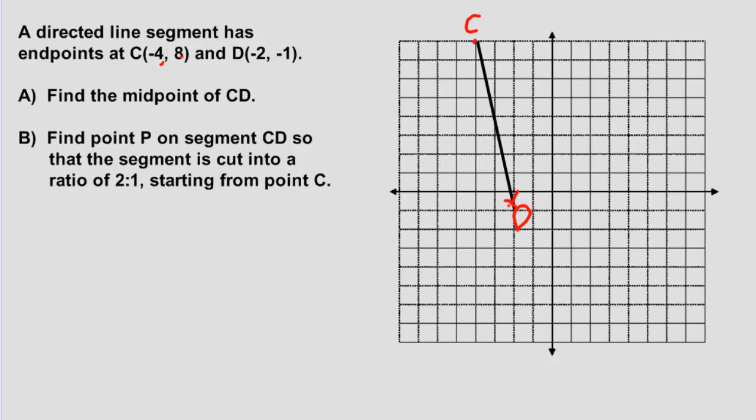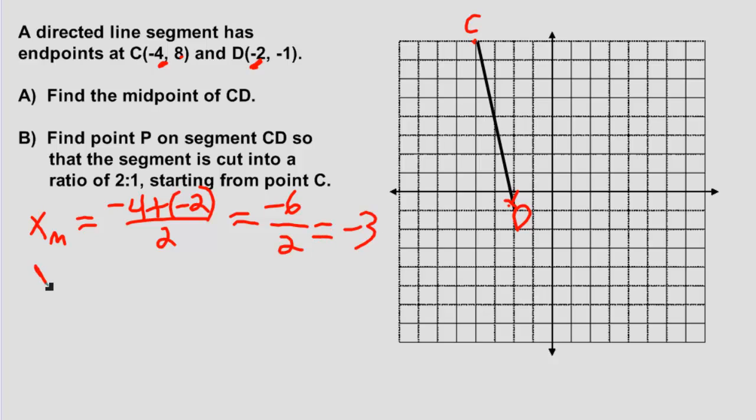Well, first it says to find the midpoint of CD. That's easy enough. To get a midpoint, the x value of the midpoint, I'll call it x sub m, is just the average of the 2 x values in the problem. So -4 and -2 are my x values. To average them out in a 1-to-1 ratio, which is what a midpoint is, you just divide by 2, because they each have 1 part. So there's 2 parts total. You get negative 6 over 2, which is negative 3.